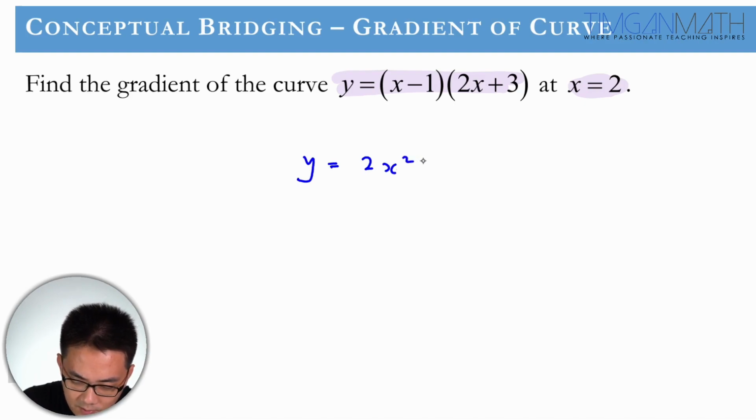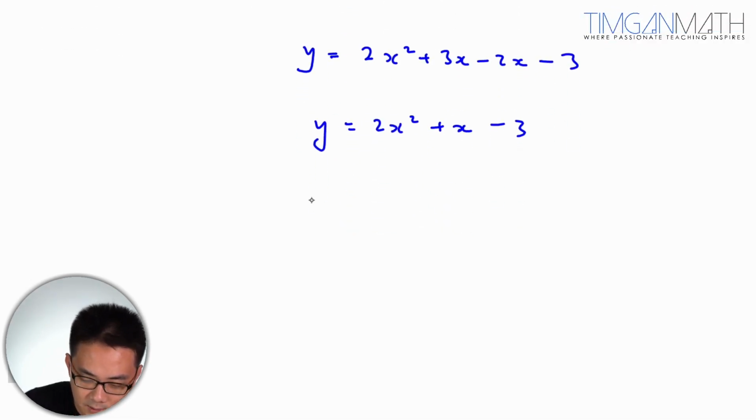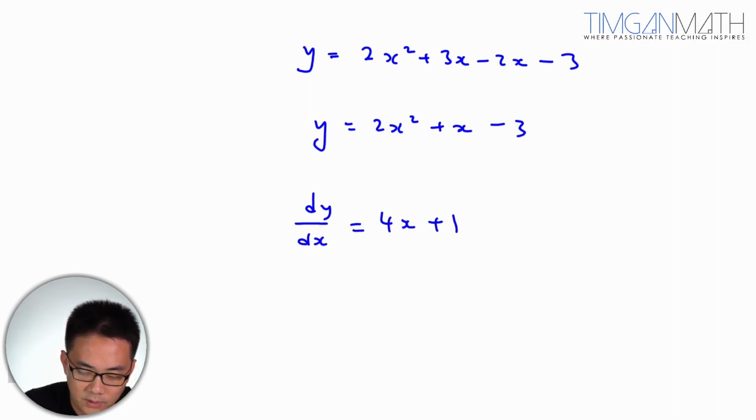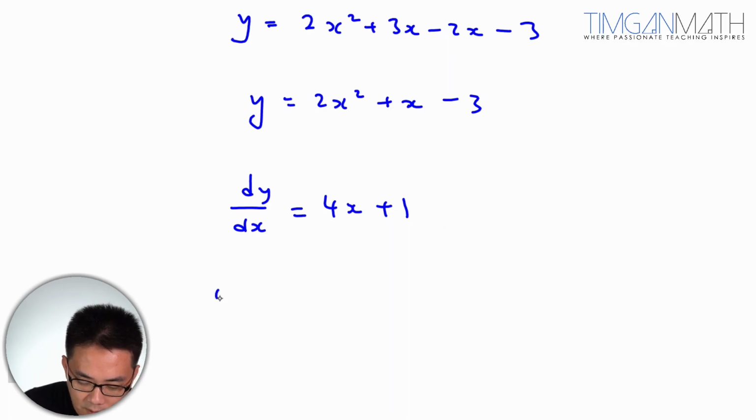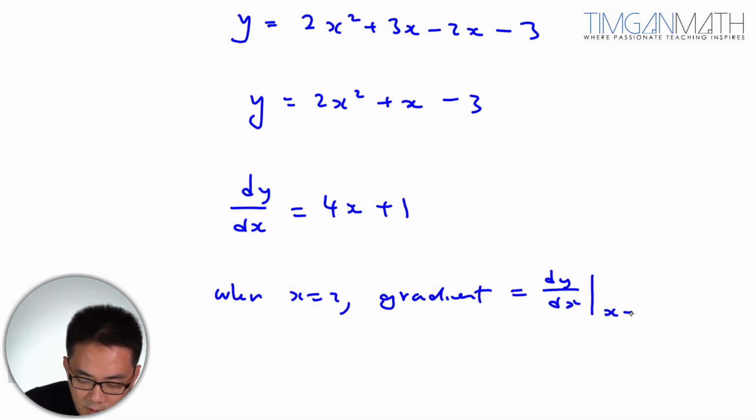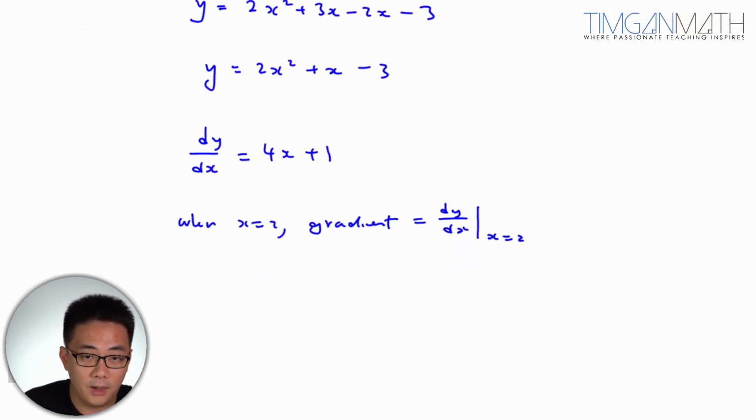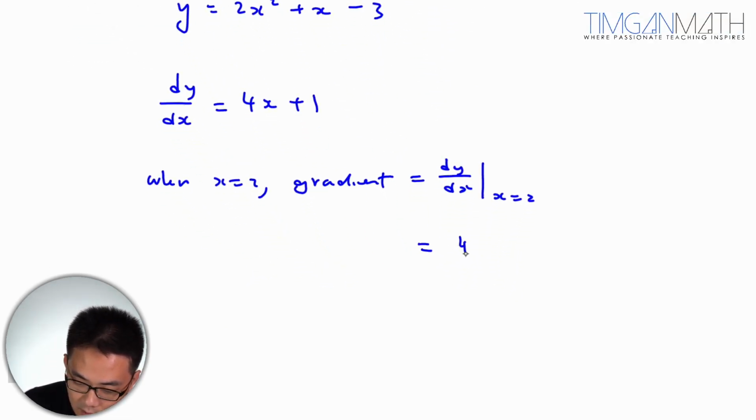So 2x squared plus 3x minus 2x minus 3, so y equals 2x squared plus x minus 3. So dy/dx would just be 4x + 1. When x equals 2, the gradient of the curve will be dy/dx when x equals 2. Sometimes you can write it as such, meaning you sub 2 inside, so this is 4 times 2 plus 1, which is actually 9.